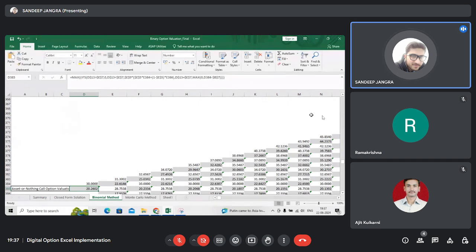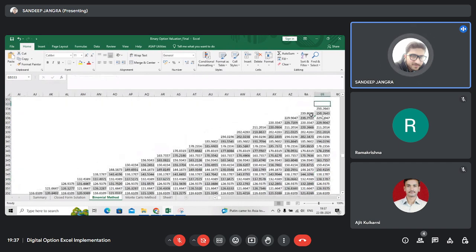Next we have to explain the asset-or-nothing call option. The process of drawing the price tree is the same. You simply multiply the underlying price by the up move and down move factors through the 50 periods. You will get this kind of price tree, and at the end you value your option. In asset-or-nothing options, if the option expires in the money, we get the value of the stock price.